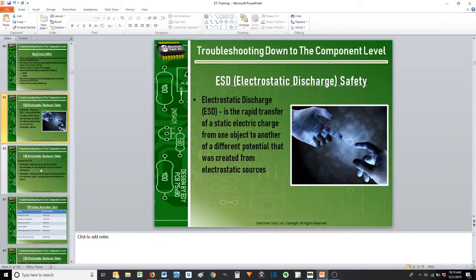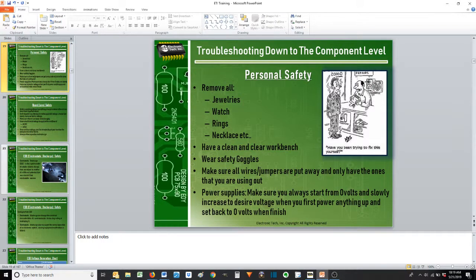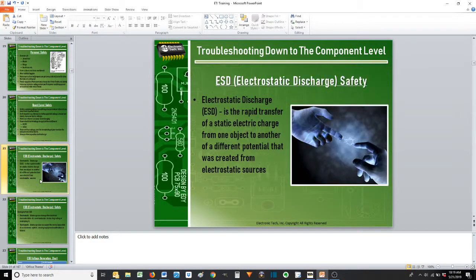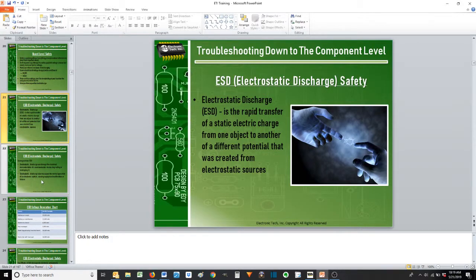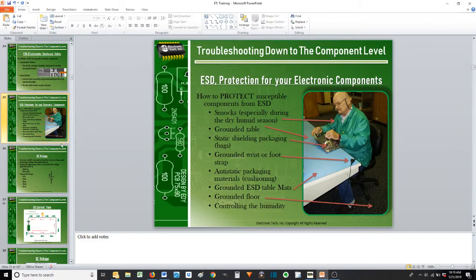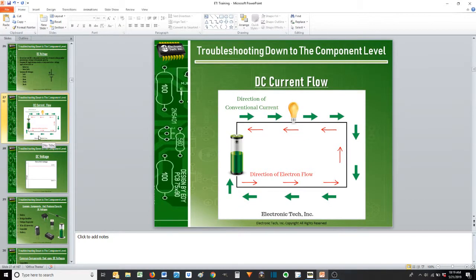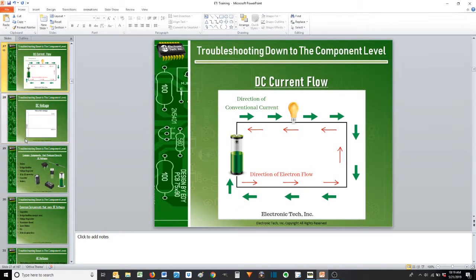I'll talk about ESD, personal safety, how they should keep themselves safe, and then again, how do you keep the board safe from any ESD or anything like that. Talk about some of the ESD protections, and then as you can see here, we talk about DC, AC.